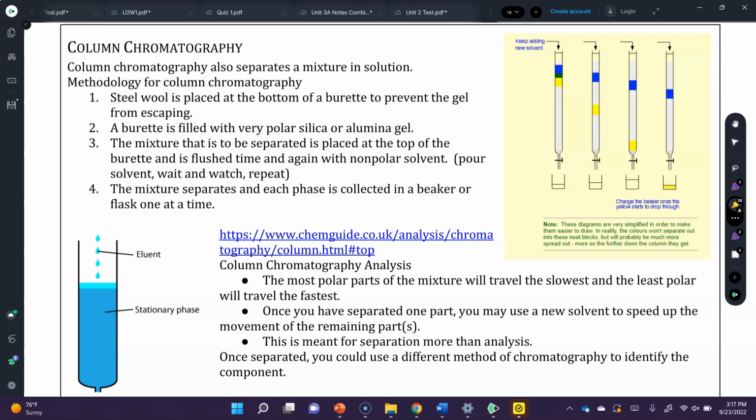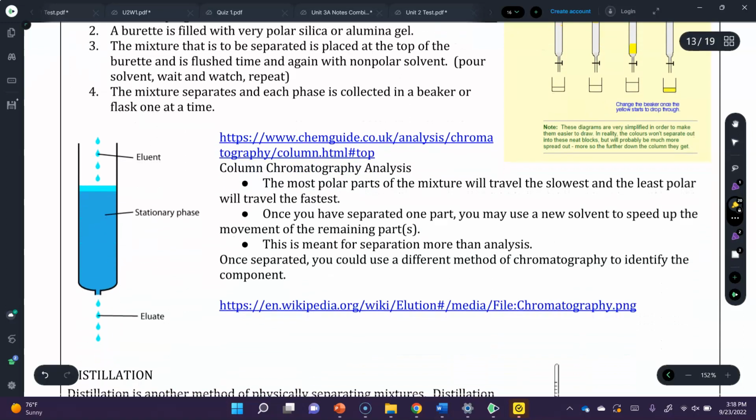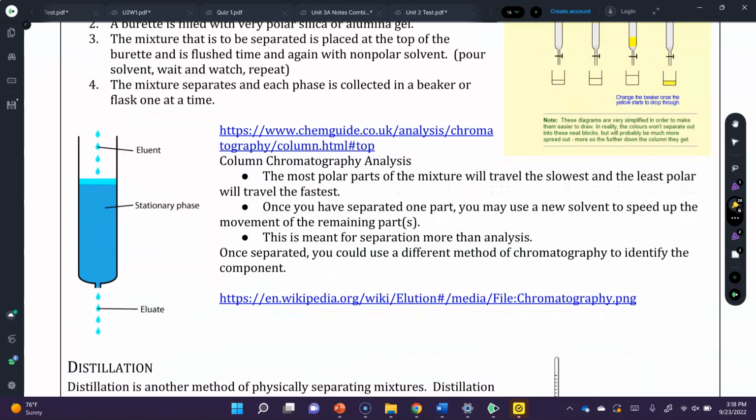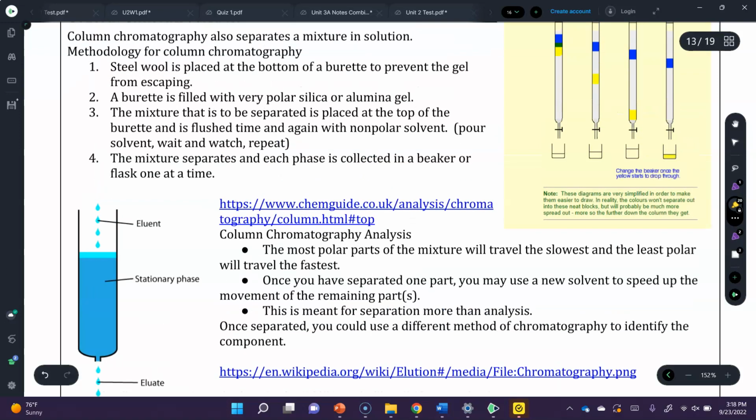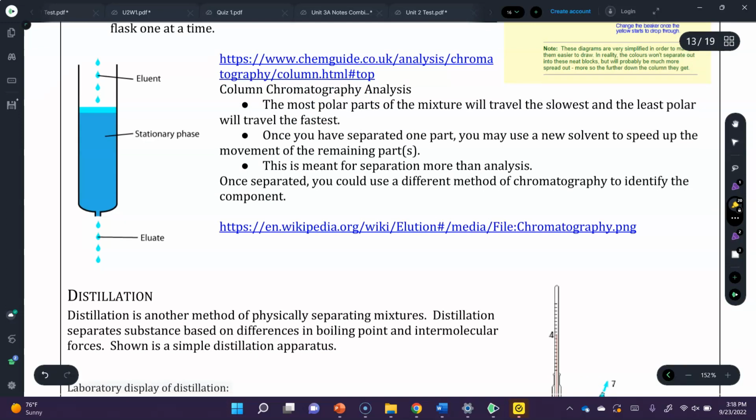The mixture to be separated is placed at the top of the burette or whatever column and flushed through the column. And then it'll separate based off of its intermolecular forces. So non-polar solutions that are poured in at the top will go through faster. So polar travels the slowest, and least polar will travel the fastest.